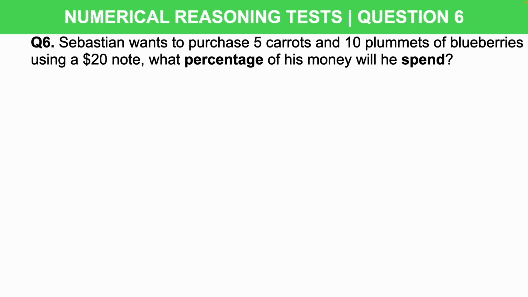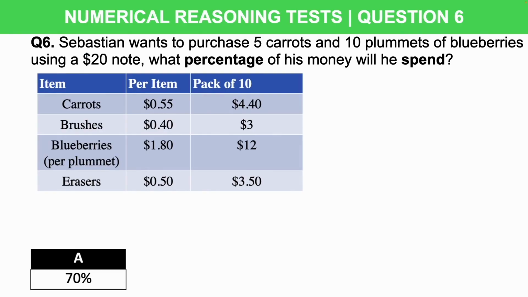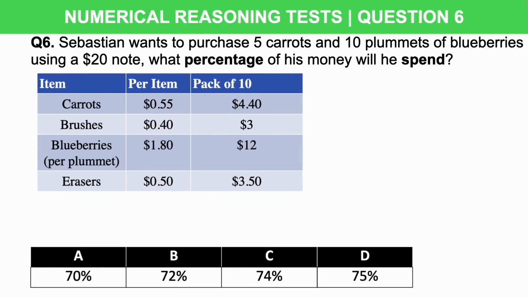Question 6 is this. Sebastian wants to purchase 5 carrots and 10 punnets of blueberries using a $20 note. What percentage of his money will he spend? Here is a data chart of information that you may need to get your answer, and here are your answer options. Now, these numerical question types are often referred to as data interpretation tests, and they are frequently used in Capital 1 style assessment questions.